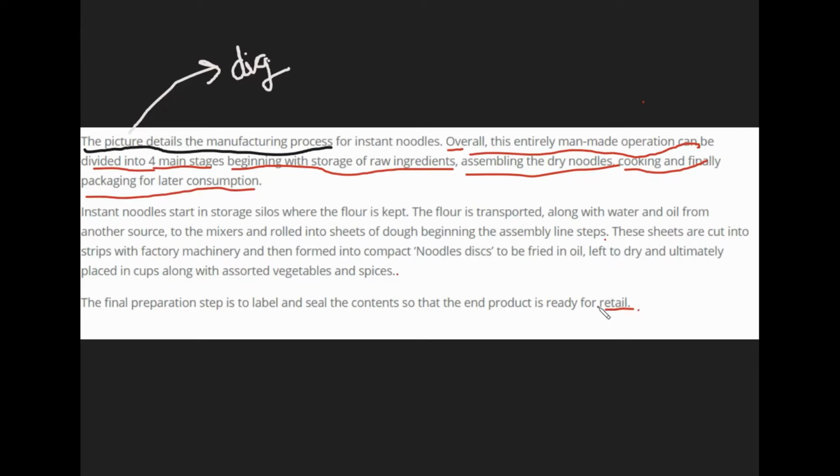Alright, so you could use such words like retail, beginning the assembly, ultimately, that's the ending. Now at the end you could say the final preparation step. So this is how you have to paraphrase it, and it's really very important. So this was for today's video. I hope you liked it, and I'll come further for the next videos.